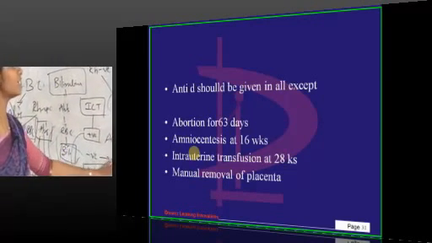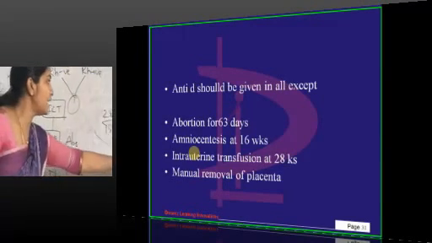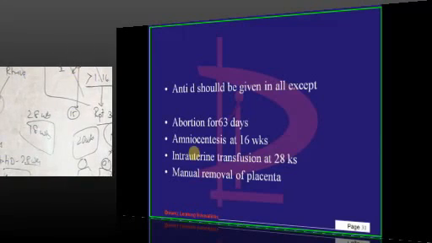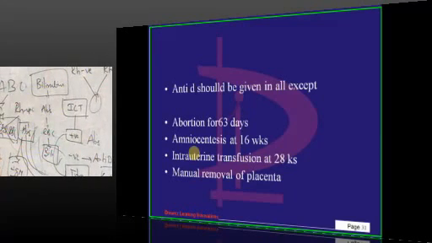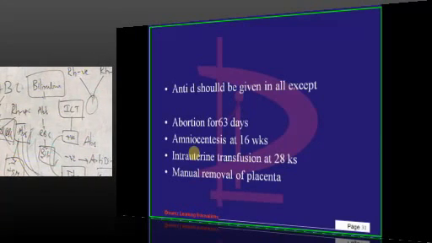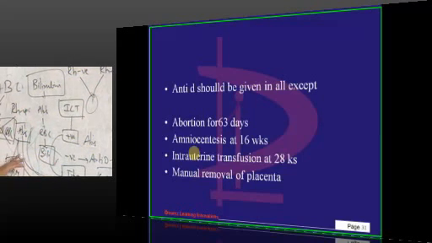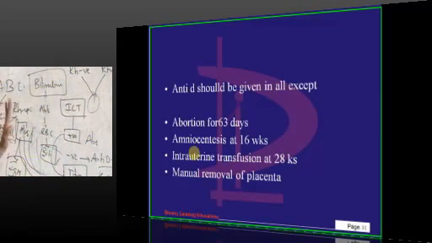Okay. Anti-D, where are we giving it? Why are we not giving it in intrauterine transfusion? Did you understand? Half of the people understood. Okay, I will make it clear.